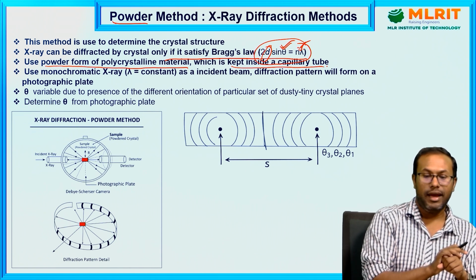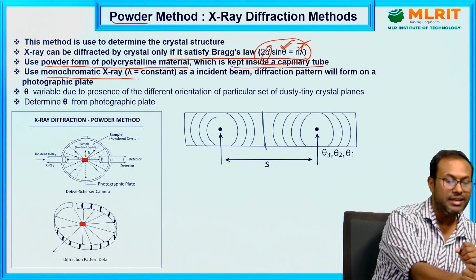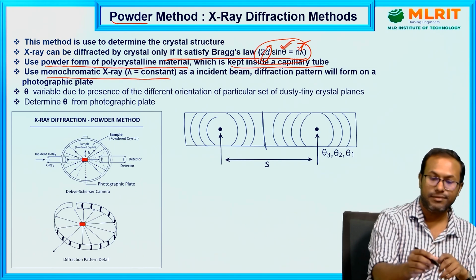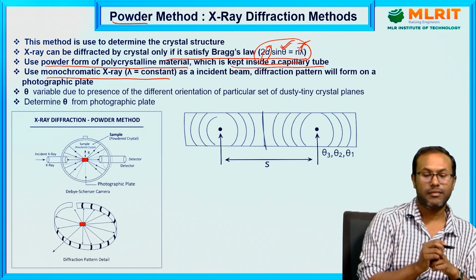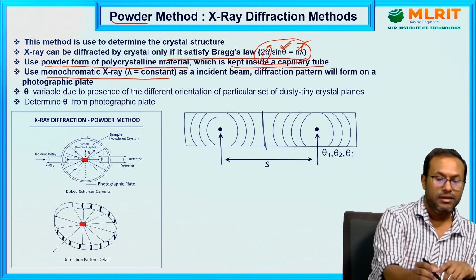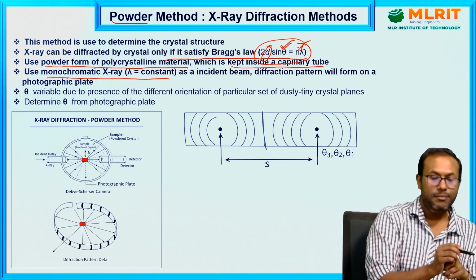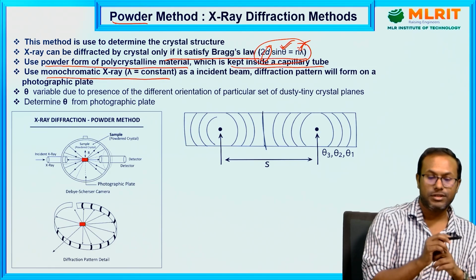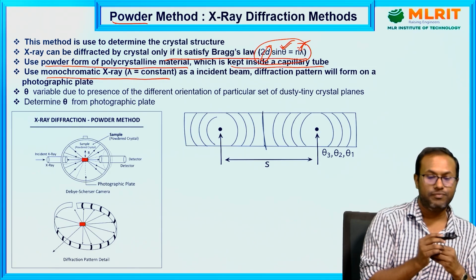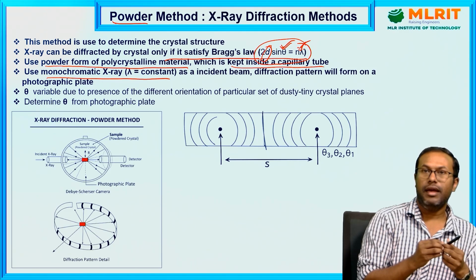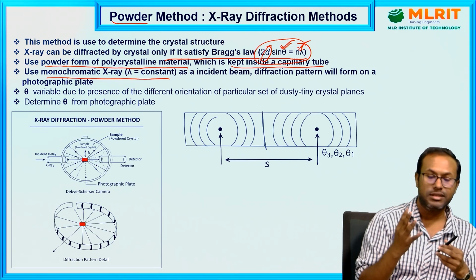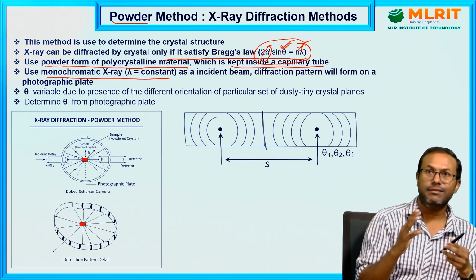So, we use some monochromatic X-ray light where lambda is constant. If lambda is constant, definitely we should vary the theta, right? The question is how we vary the theta value, because we know in Laue's method we vary the lambda value and theta is constant. In the rotating crystal method, we vary the theta value, and lambda is constant.